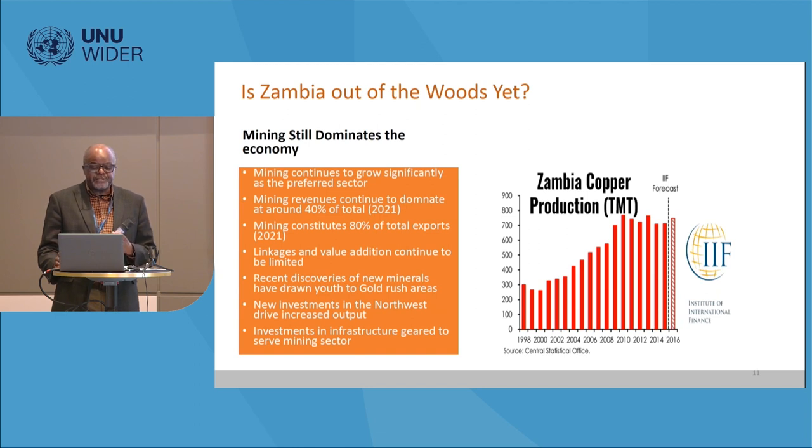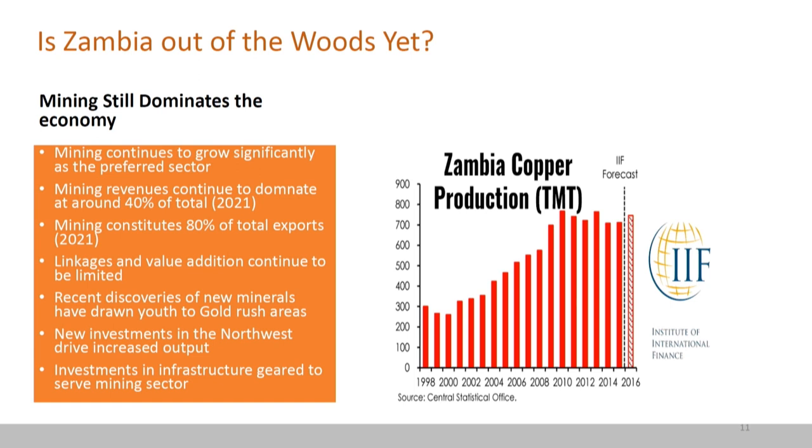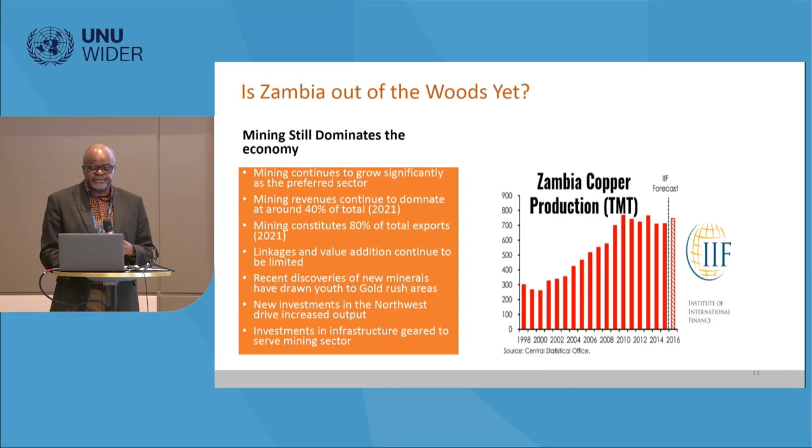So is Zambia out of the woods yet? Well, mining still dominates the economy. We put up a graph here to show how copper has performed. Copper is really an index for mining in Zambia, but there are other new minerals also being developed, including manganese, nickel, and recently gold, and there's a gold rush in several parts of the country. But you see that mining still accounts for around 40% of total revenues for the country, and it constitutes 80% of total exports.